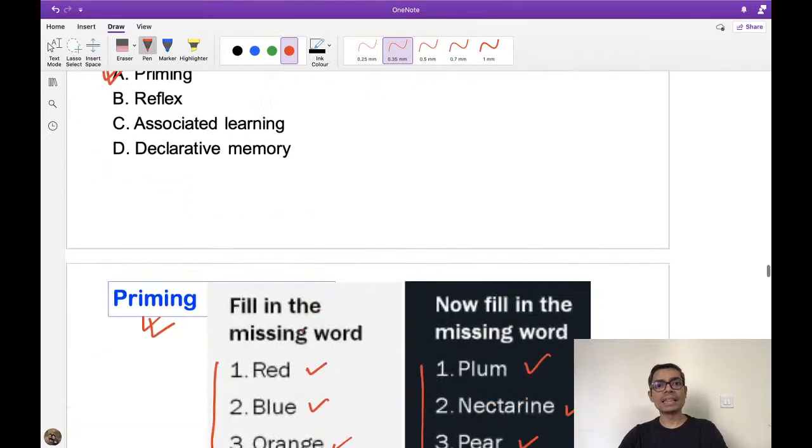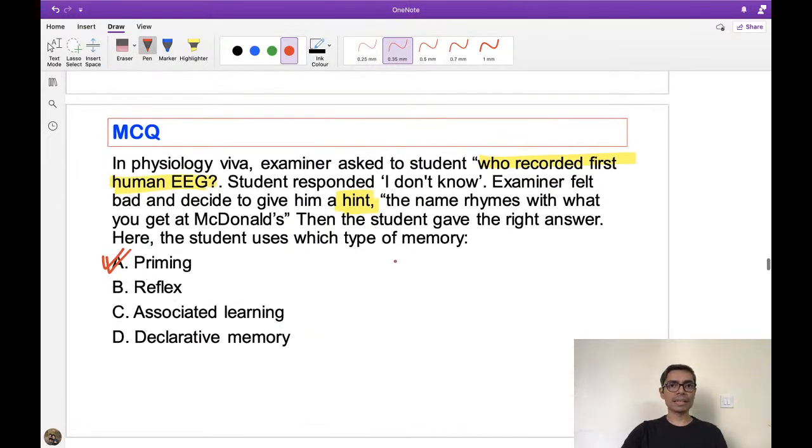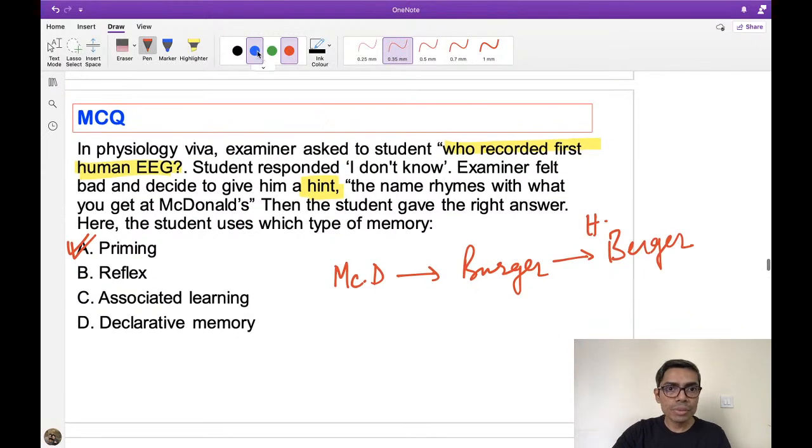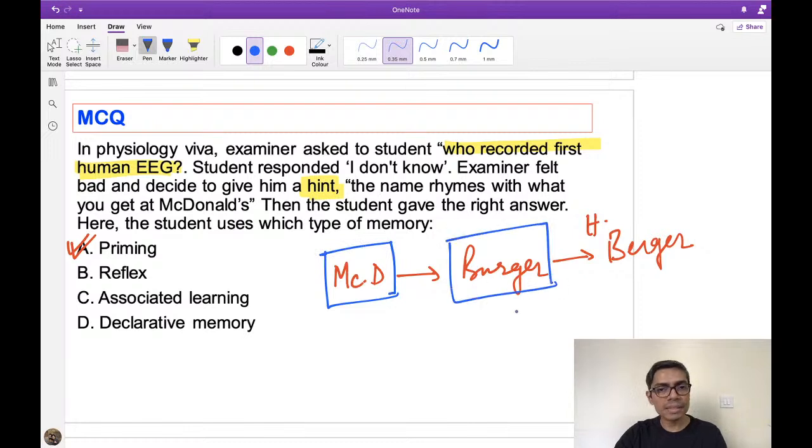So that's why in the above example I told you like this, that suppose your internal examiner has already taught you, student, learn this thing, that whenever I will say MACD, you are going to look at your burger, you will imagine the burger, and whenever you are imagining the burger, you are going to give the answer that Hans Burger is the answer. So now the student is learning the relationship between these two stimuli, that MACD means burger, burger means Hans Burger will be the answer.